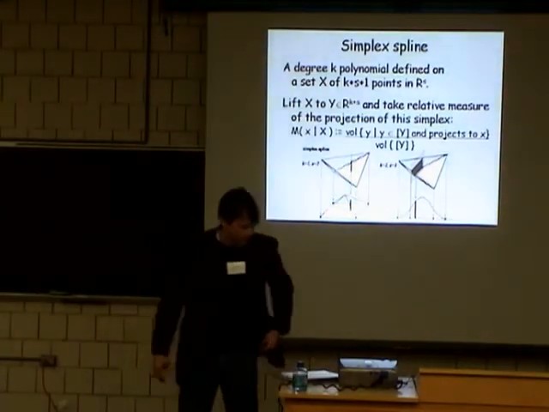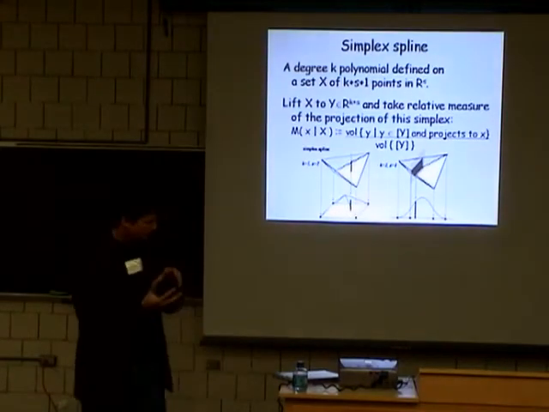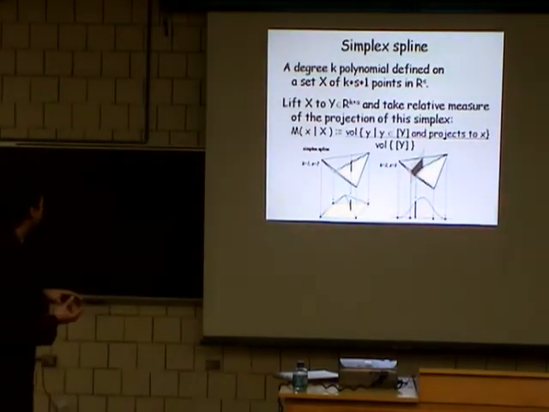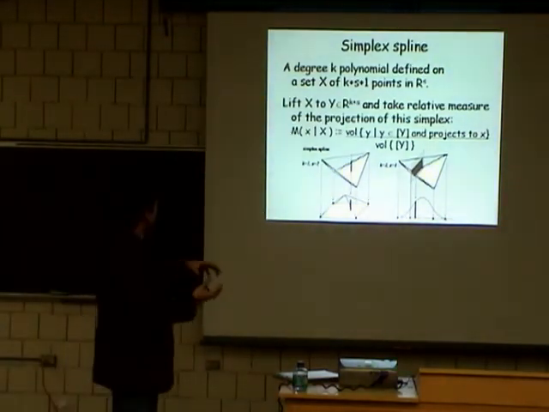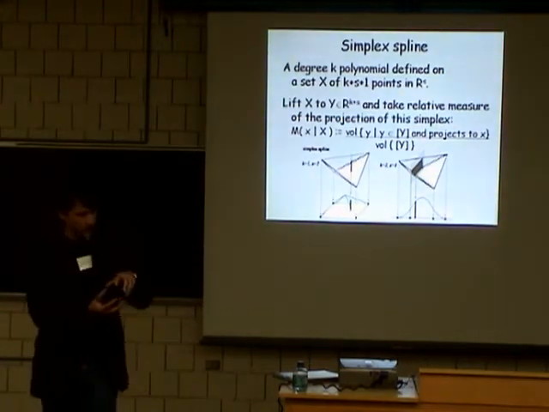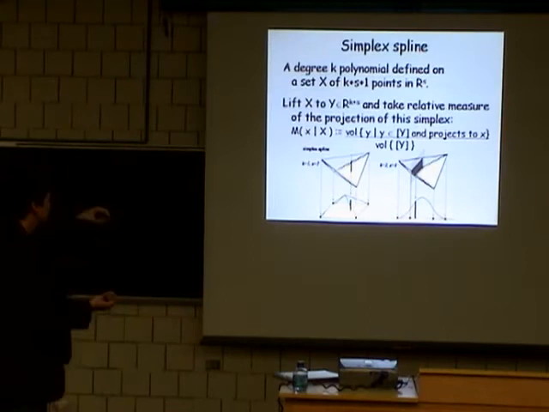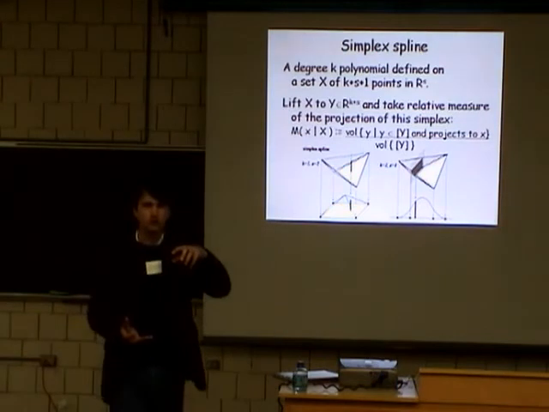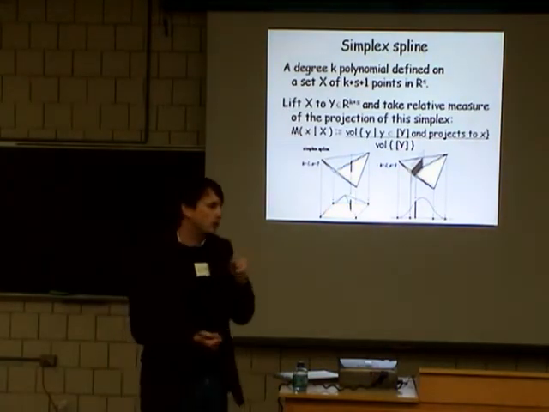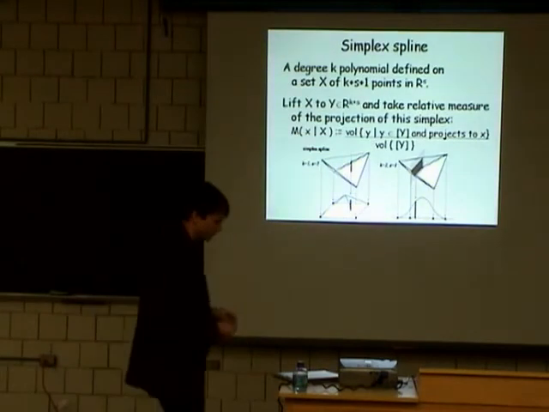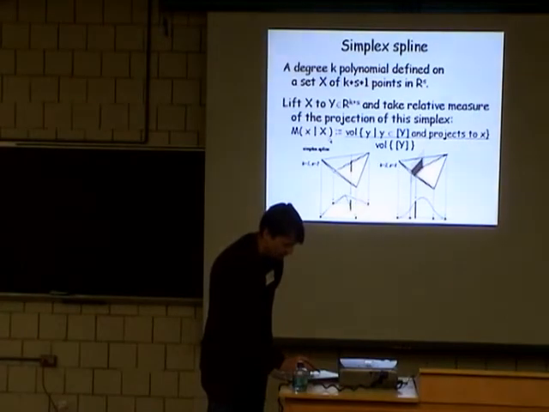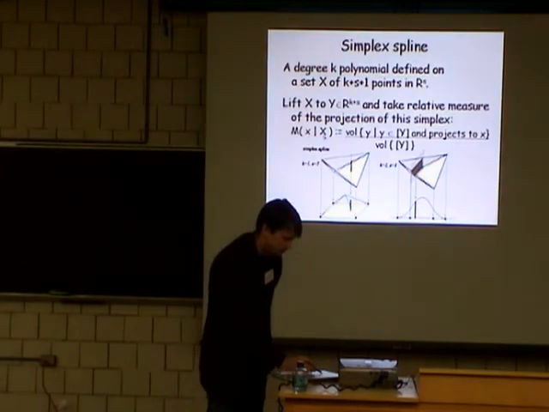Which are just basically degree k polynomials defined on a set of k plus s plus 1 points in R^s in the following fairly simple way. Just take your set of points and lift them from R^s to R^(k+s), sort of arbitrarily. And in this dimension, when you take the convex hull, they define a simplex. And now you're going to take slices of this simplex to define your simplex spline.